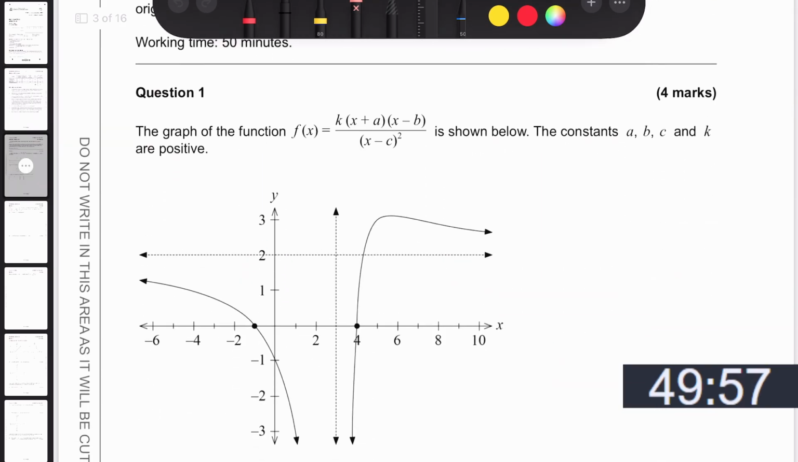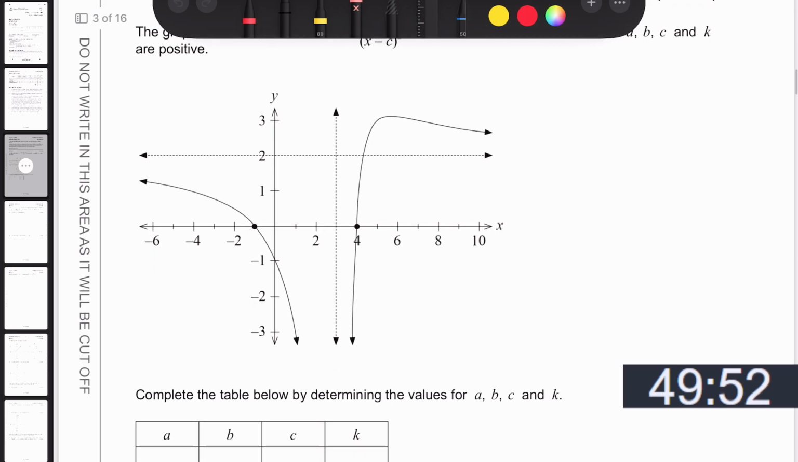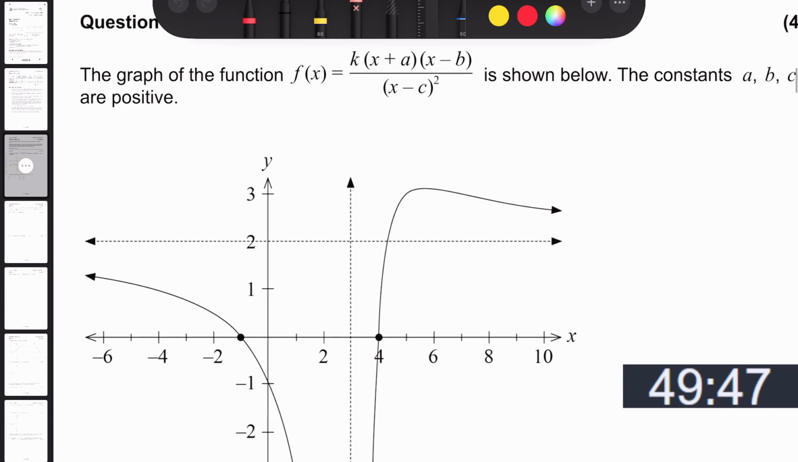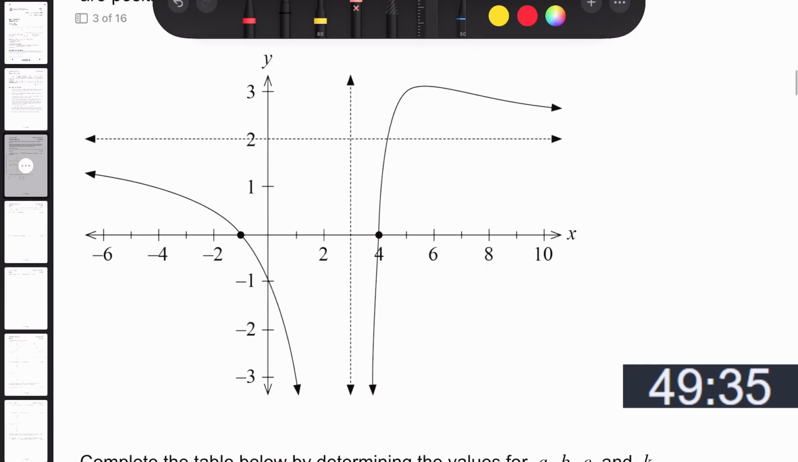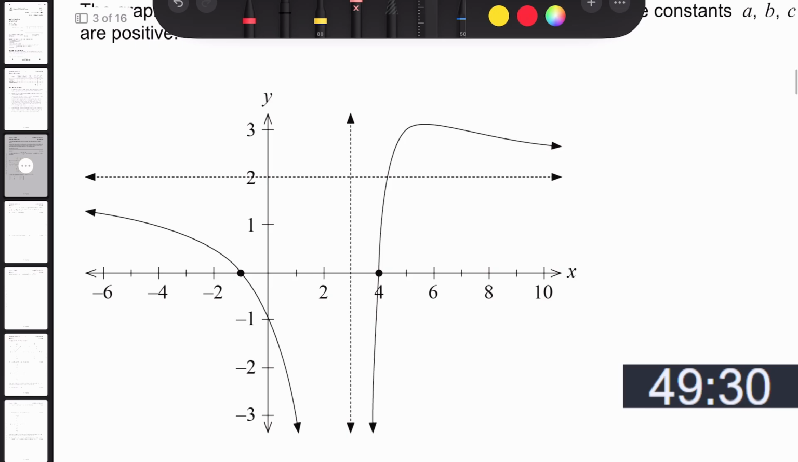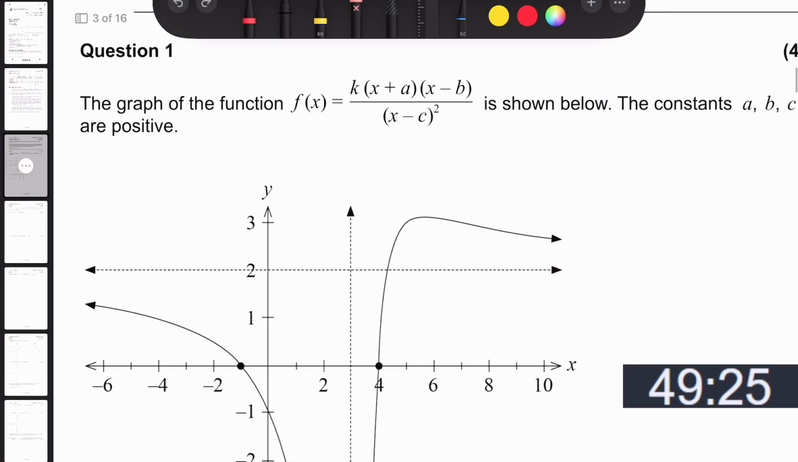The graph of that is shown below. The constants A, B, C and K are positive. Complete the table by determining the values for A, B, C, and K. So let's see. We can figure out A and B because of our zeros. So X minus B must equal 0, so 4 minus B must be 0, so we'll say B is 4. A can be 1, sorry, because it's at -1. And C is our vertical asymptote, so C will be at 3.